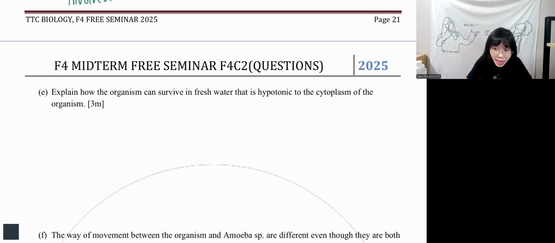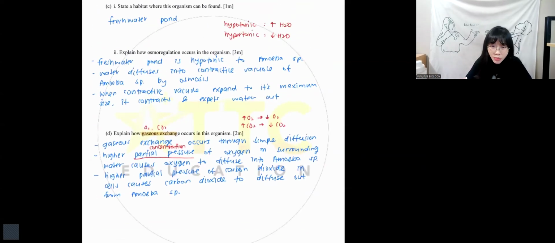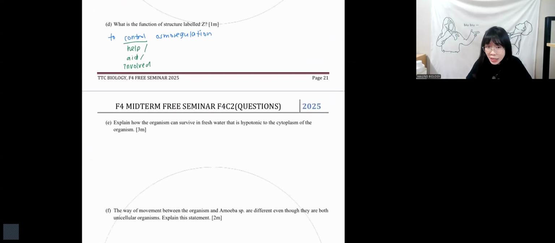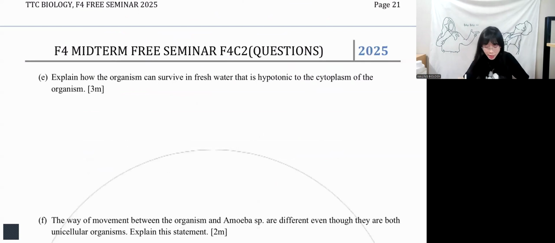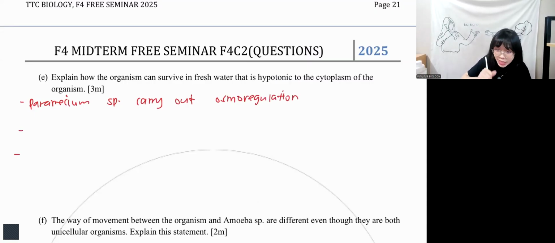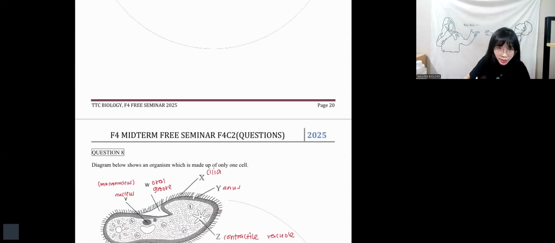The question is the same, 3 marks, right? But because just now in amoeba species, the first mark that we write is the question, hypotonic. So we have to replace the first sentence right now. We're going to replace with the process. The process is osmoregulation, right? So your first sentence is Paramecium species carry out osmoregulation.